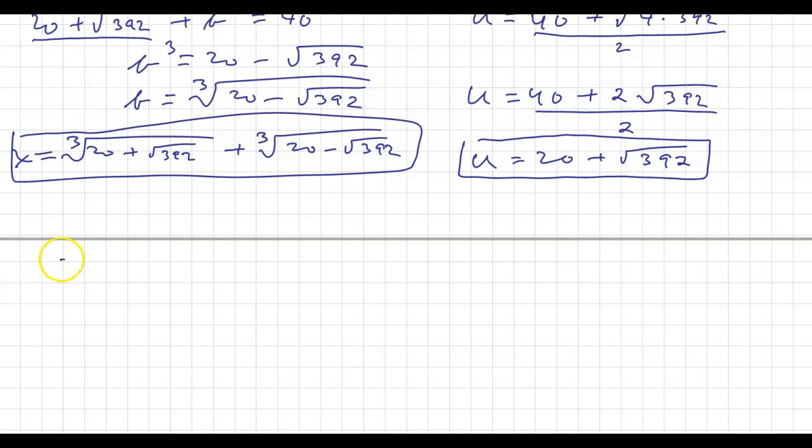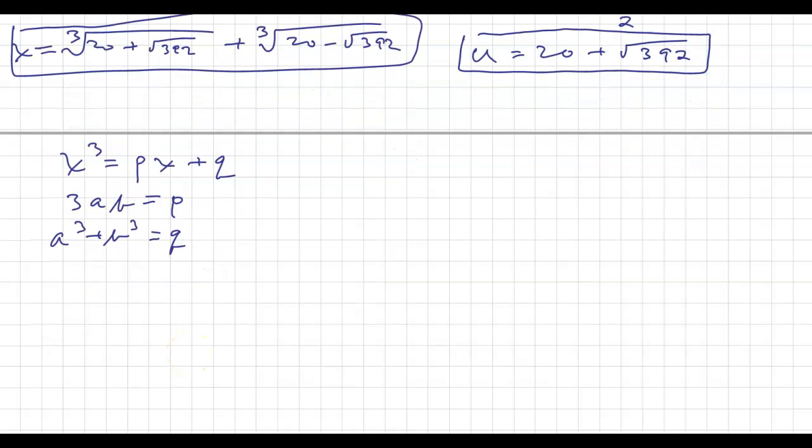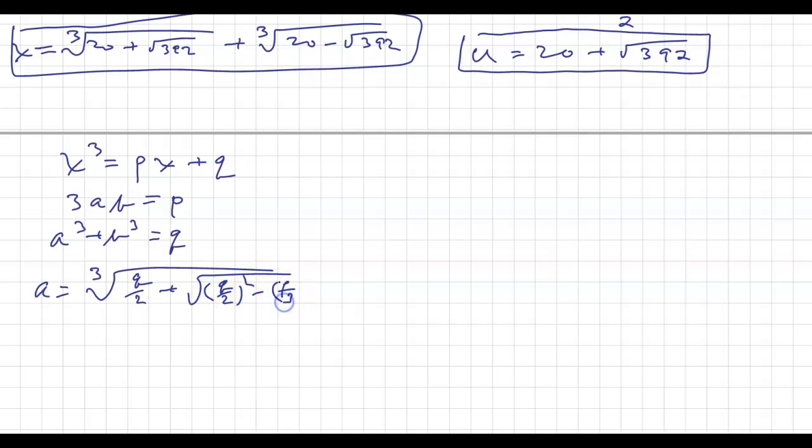And if you would try to do this generally, and set up the system of equations, 3ab equals p, and a cubed plus b cubed equals q, and went through that entire process, a would become the cube root of q over 2 plus the square root of q over 2 squared minus p over 3 cubed, and b would become the same thing, except there would be a minus here.